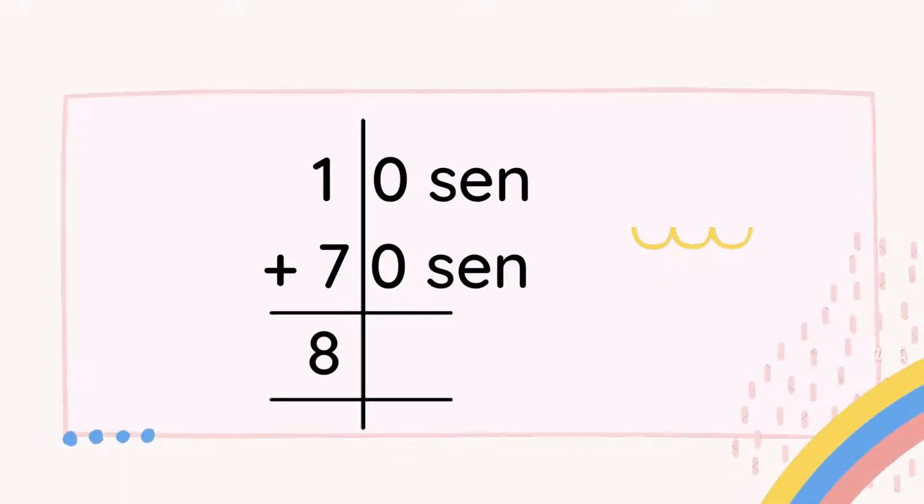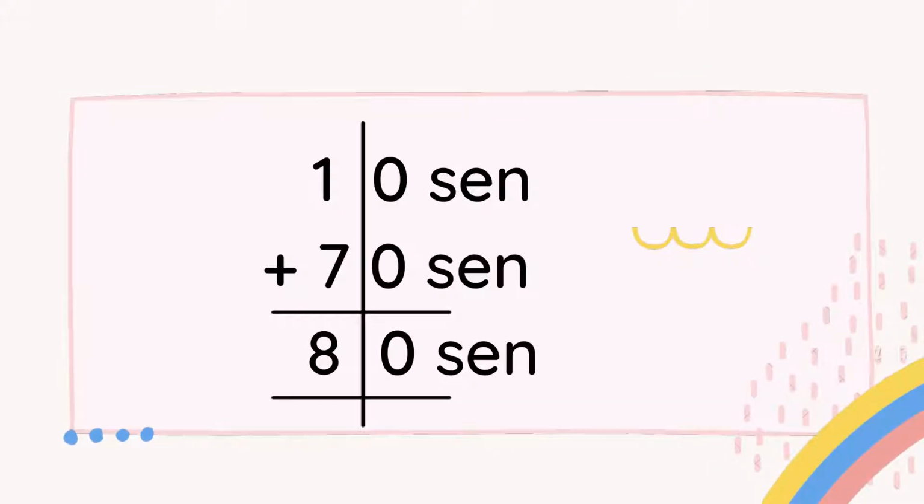Now, how do we do the vertical form to get the answer? We write number 10 on the top, number 70 in the middle, and the answer at the bottom. And we draw the lines. Don't forget to write cent because this one is addition of money.